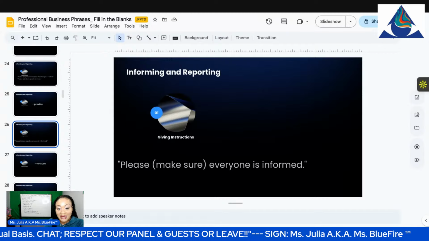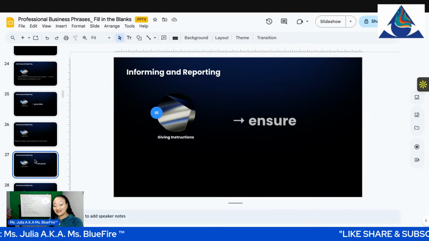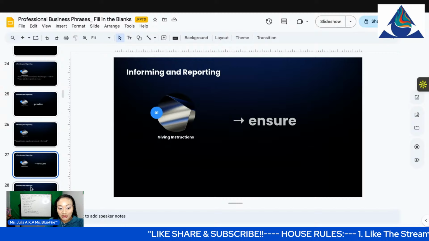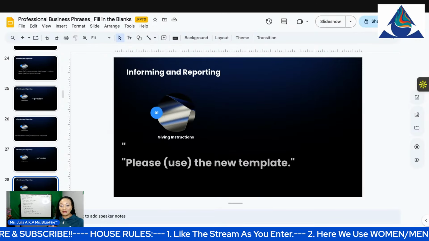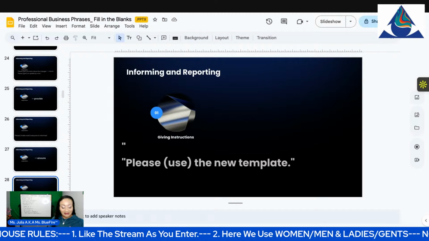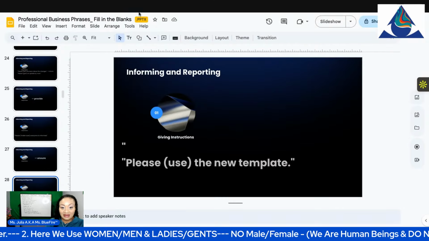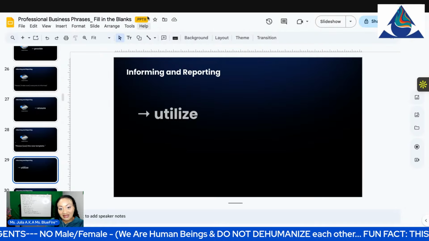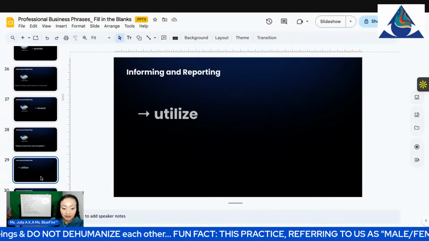Okay. Please make sure everyone is informed. And Miss T said, ensure. And of course, she's right because she's top of the class. Miss T, that's right. Ensure. And ensure sounds less aggressive, right? You want to tell people what to do, but you want to take the sting out of it. Okay? Please use the template. Please utilize the new template, or please utilize the template, right? That's what we do. Good.